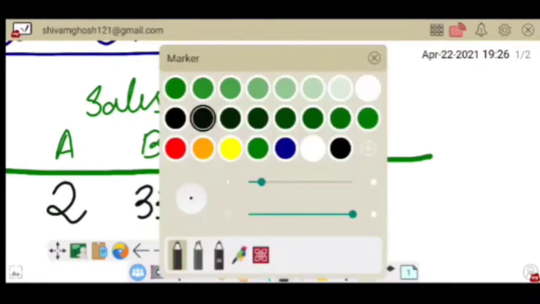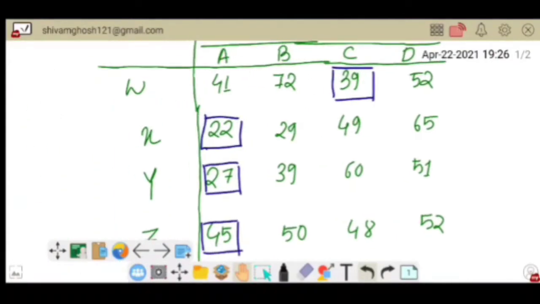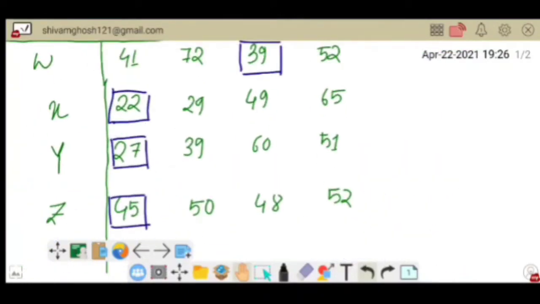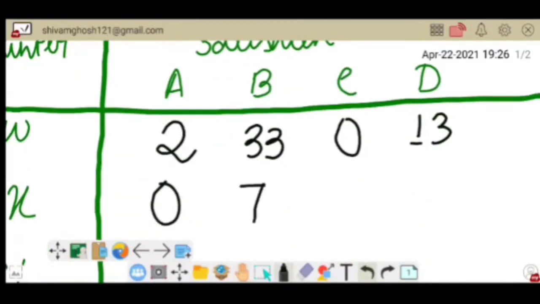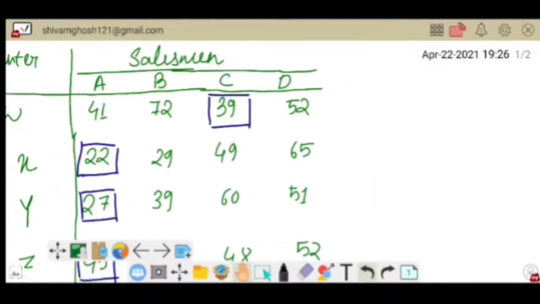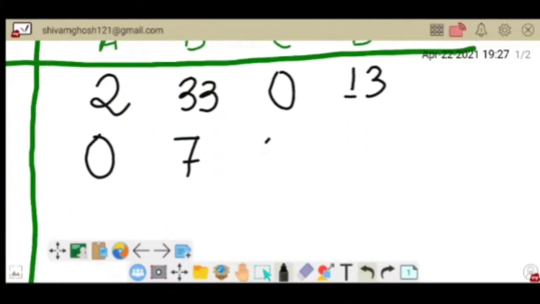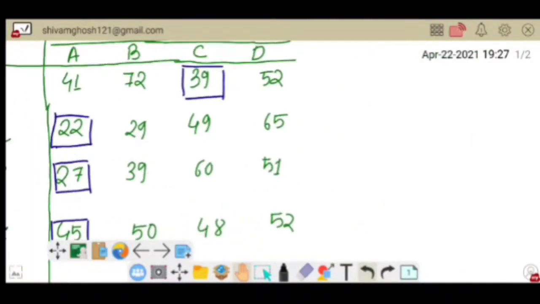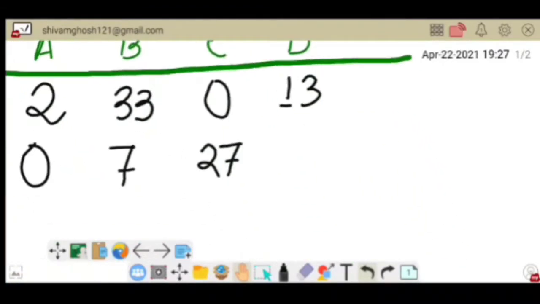Okay, so in the very next row, 22 is the minimum. So 22 minus 22 will be 0. And the next one is 29, from which we deduct 22, so 29 minus 22 will be 7. And 49 minus 22 will be 27. And from 65 we deduct 22, that will be 43.